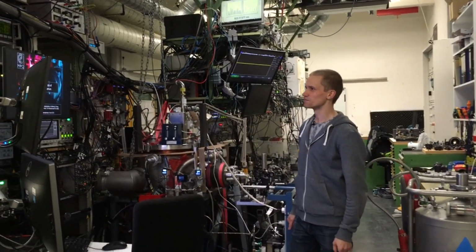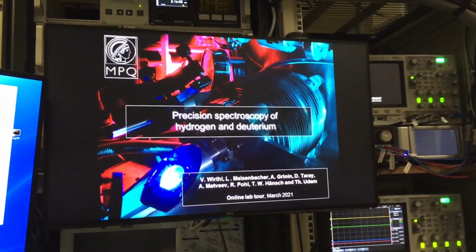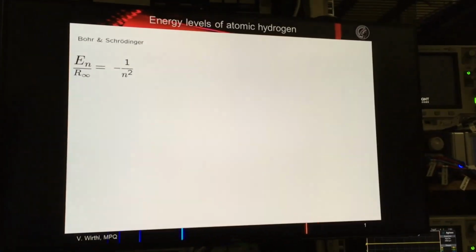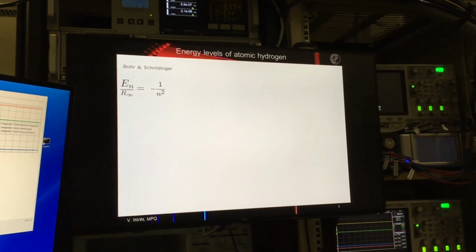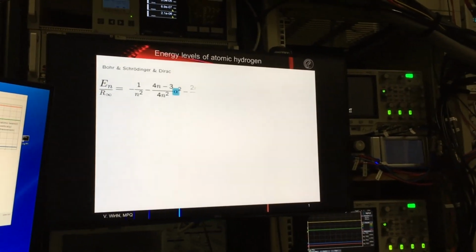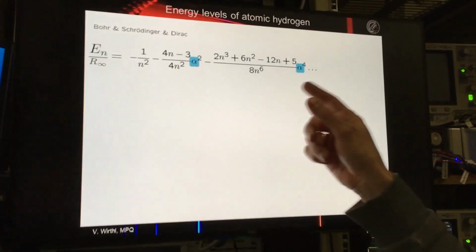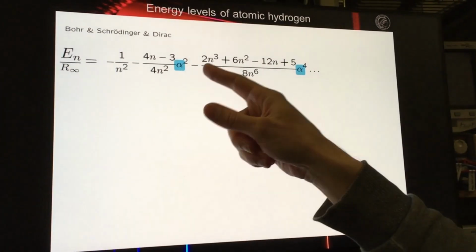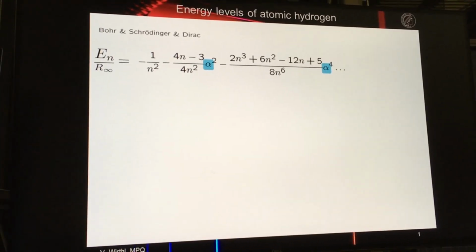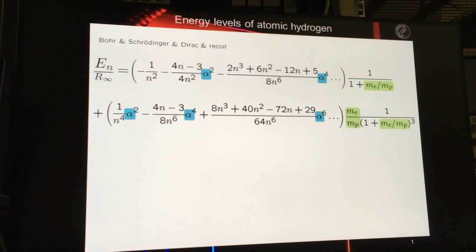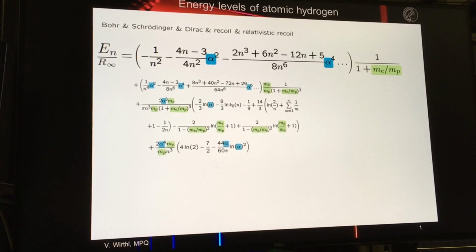I start off with a brief presentation, and I begin with something you surely know, the energy levels of hydrogen in terms of its principal quantum number n in the Bohr and Schrödinger model. And then, if you compute it relativistically with the Dirac equation, this expression gets more lengthy, and another constant appears, the fine structure constant. Then there is also the recoil effect, which one can compute relativistically. And then it's still not the full picture.